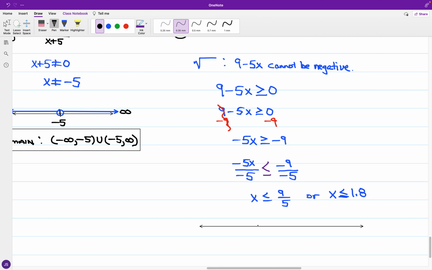Okay, then just going to mention, for the domain, let me give you a visual. You have 0, 1, and 2. And 9/5 or 1.8 is going to be between 1 and 2 and closer to 2. With the equal sign, that is going to be included. And everything else is going to be less than.